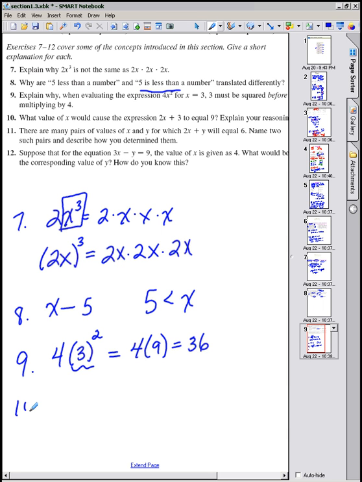Number 10, what value of x would cause 2x plus 3 to equal 9? That's my favorite one right here. And think of this. What number do we have to add to 3 to get 9? That's 6. This expression right here, 2x, has to be equal to 6. So what do we multiply by 2 to get 6? Well, that is 3. We're going to do more of those, but that would be the answer.